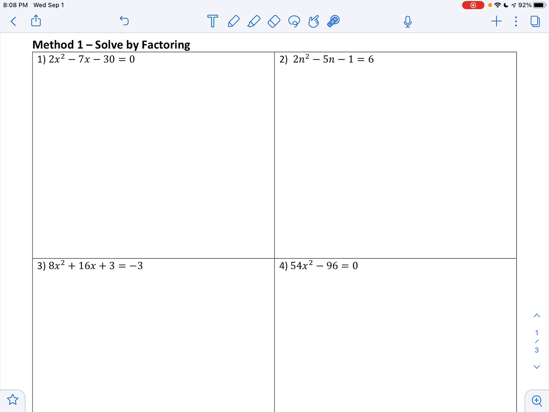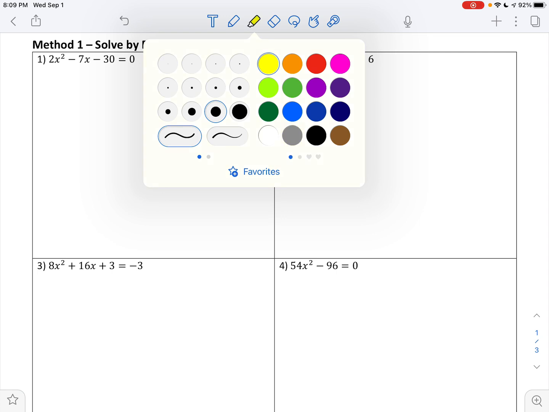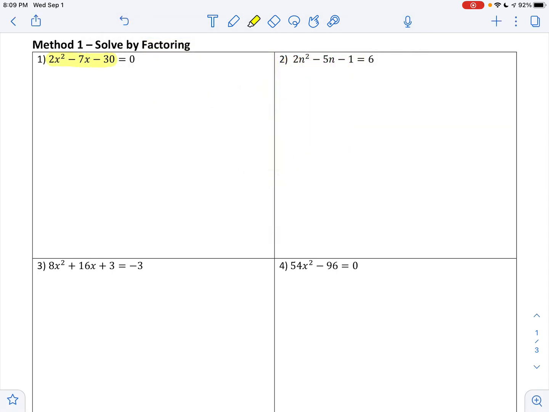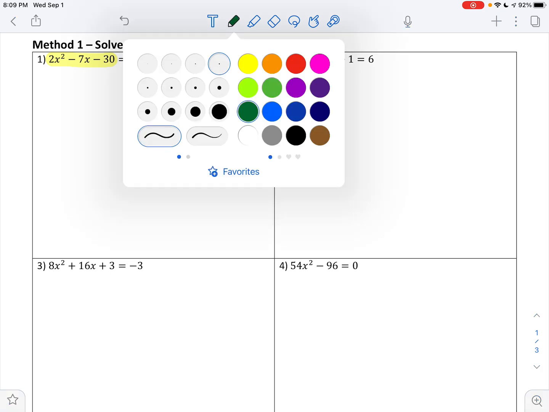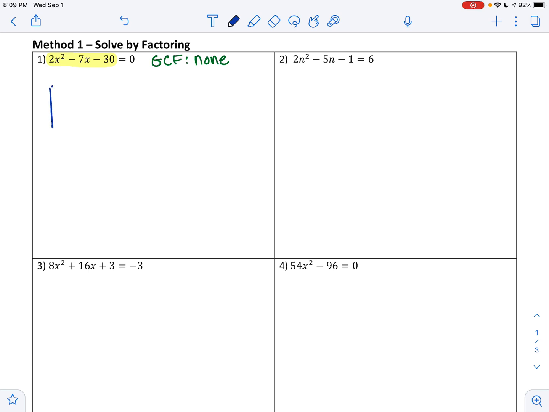When you are solving by factoring, the right side of your equation must equal 0. In example 1, it does. And so when that happens, we can jump straight to factoring. So we're going to be looking at factoring the left side of the equation. Remember that your first step with factoring is to always look for a greatest common factor. In this case, we do not have one. When we don't have a greatest common factor, we can go straight to the area model.